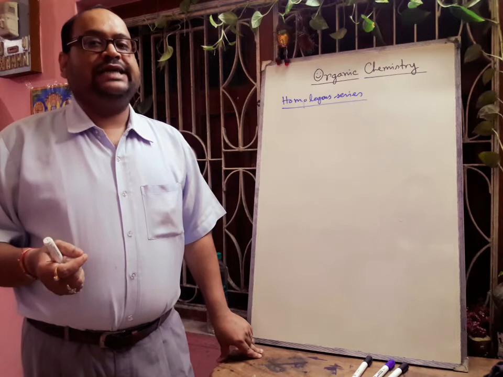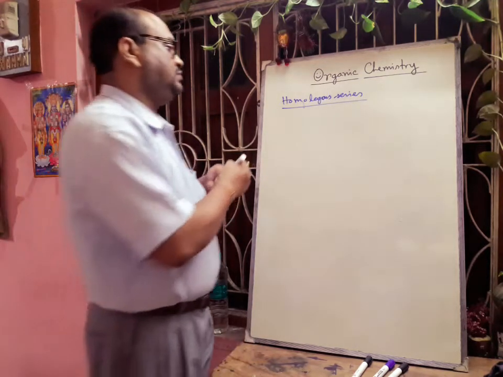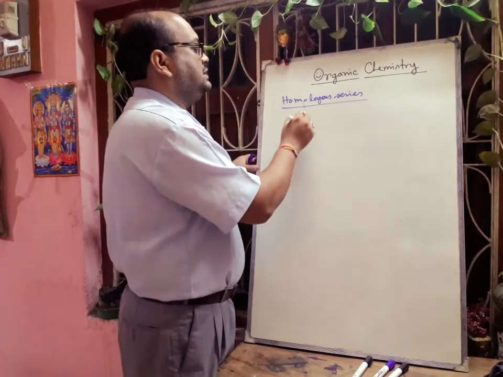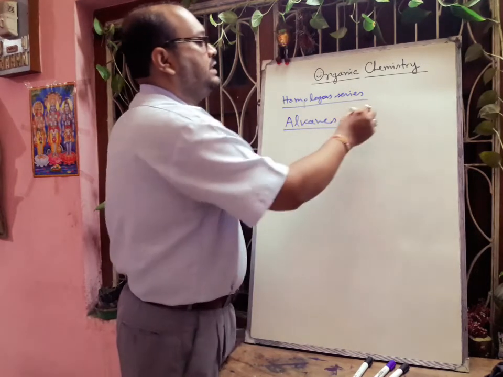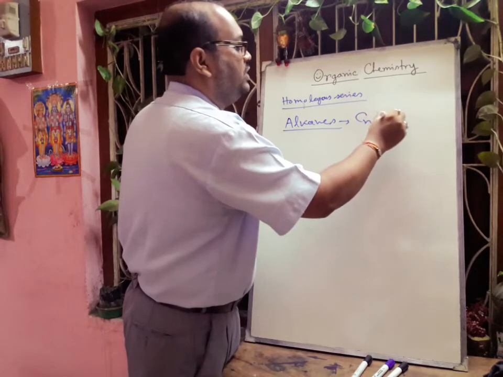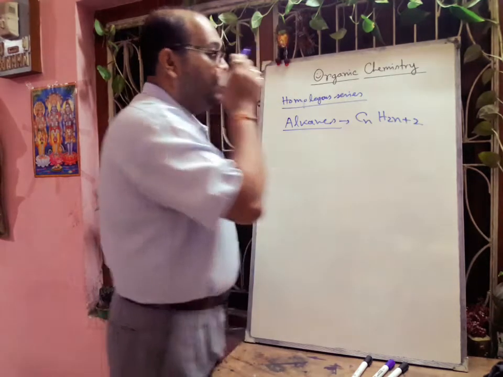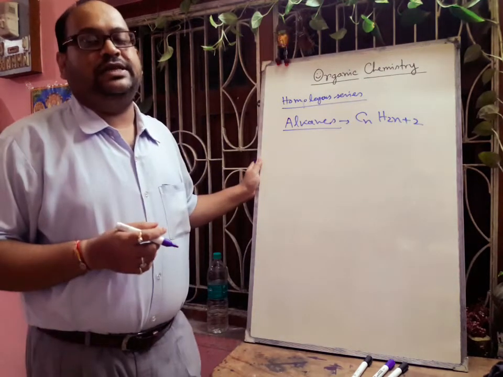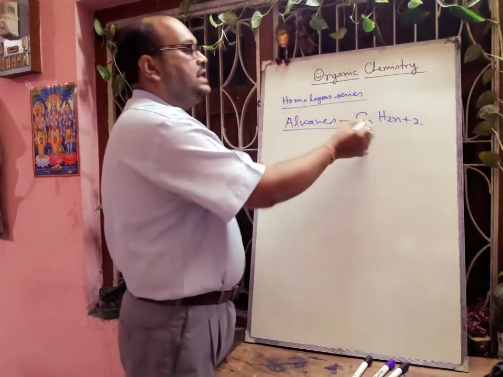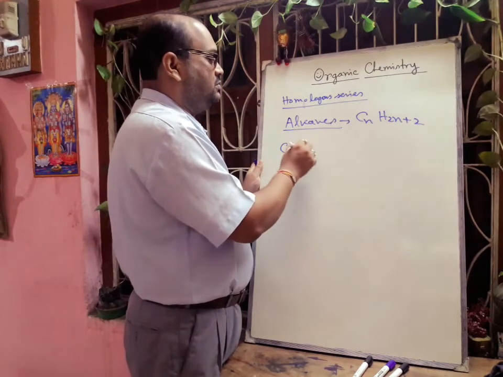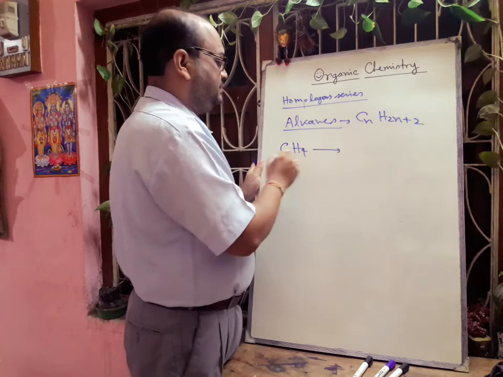Now we can take the examples of alkanes. So alkanes general formula of homologous series, that we can write CnH2n plus 2, where n is any positive integer. It may be 1, 2, 3, any. So when we are putting n is equal to 1, we will get CH4. That is called methane.